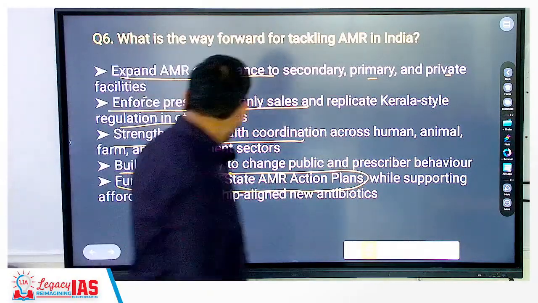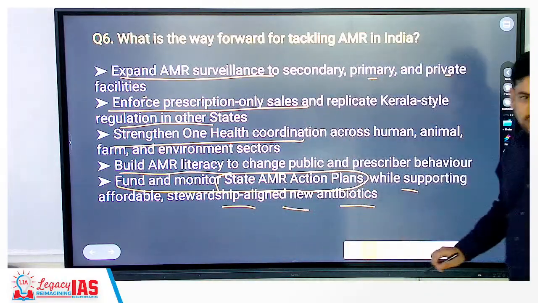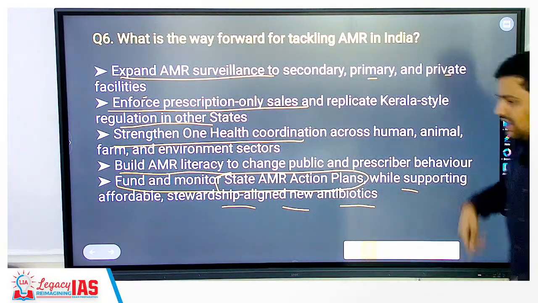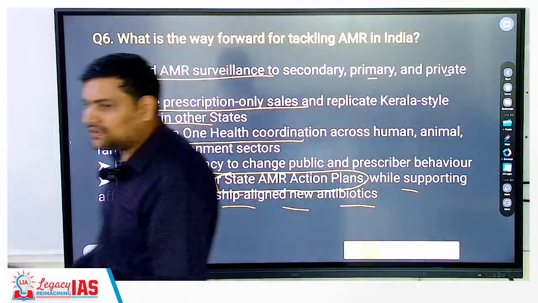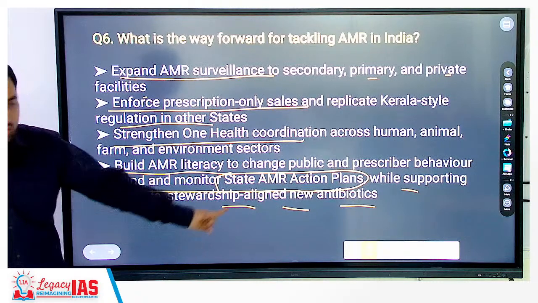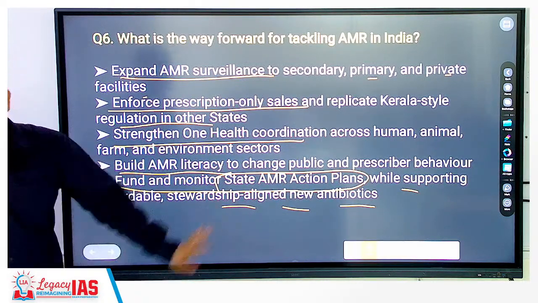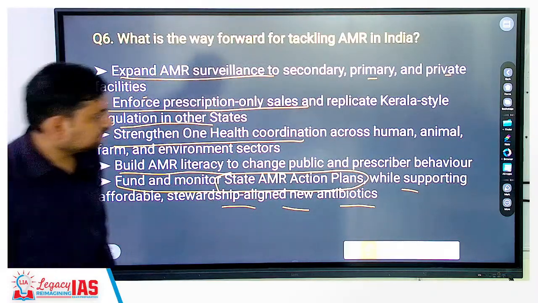Okay, then while supporting affordable stewardship aligned new antibiotics. So one is for right now, if there is such a prevalence of AMR, we need to develop and give approval to new antibiotics, and in the long term we need to fight this antimicrobial resistance.